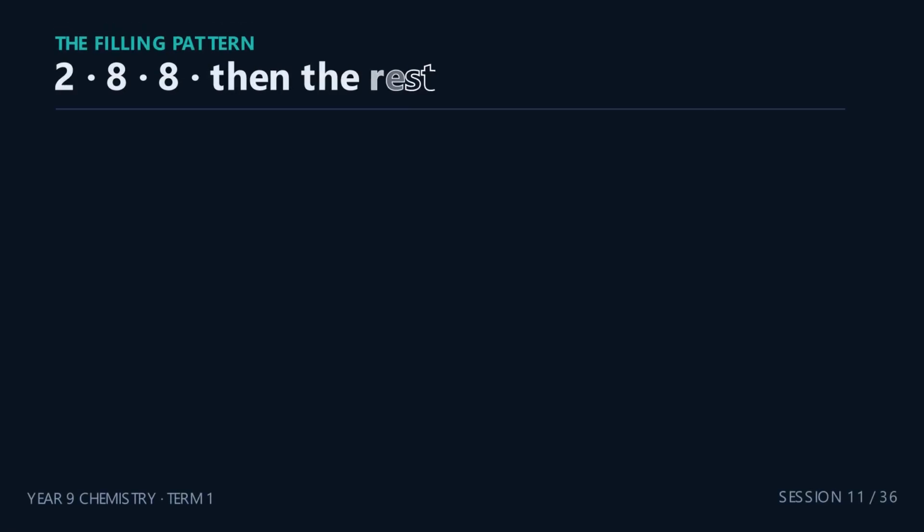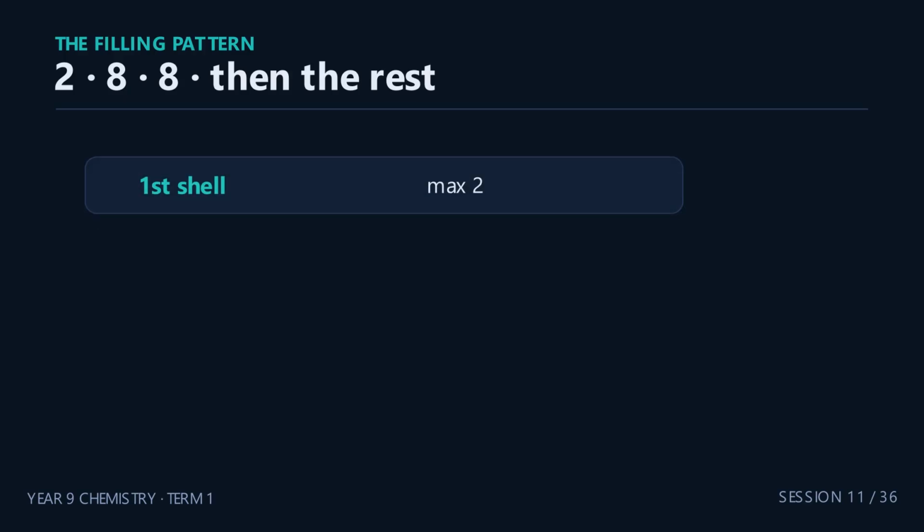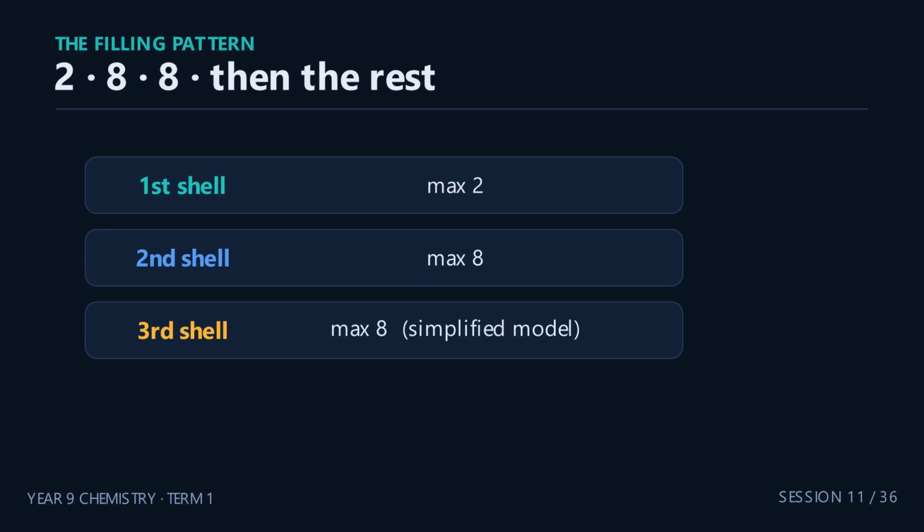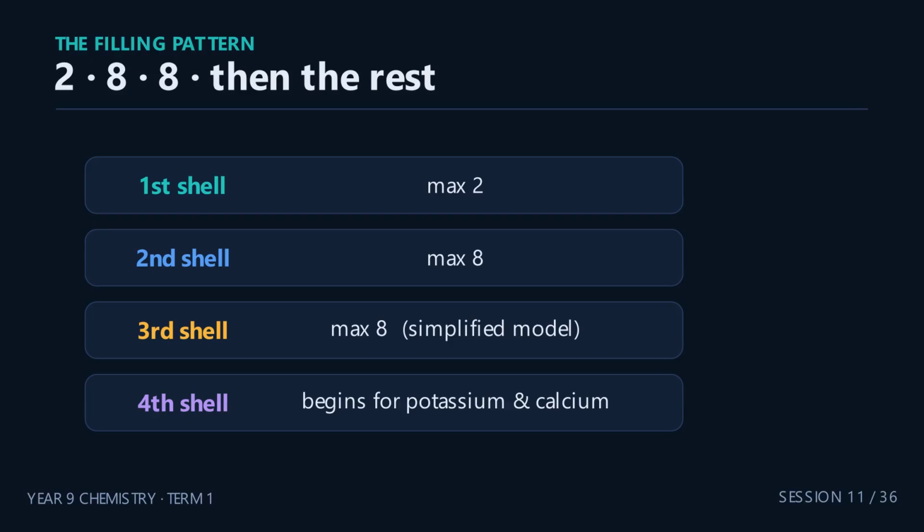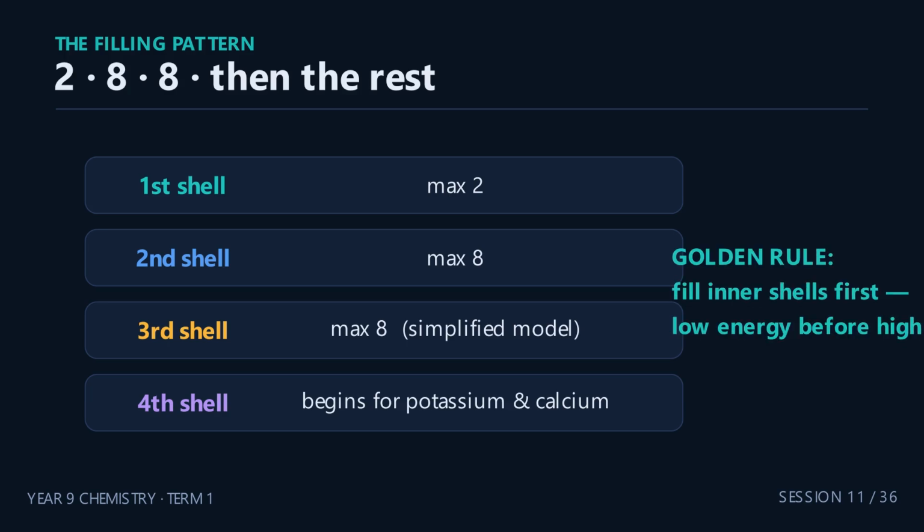Here is the filling pattern. The first shell holds a maximum of 2 electrons. The second shell holds up to 8. The third shell also holds 8 in this simplified model, and the fourth shell begins for potassium and calcium. One golden rule: electrons fill the lower energy inner shells first, before starting an outer shell. 2, then 8, then 8, then the rest.